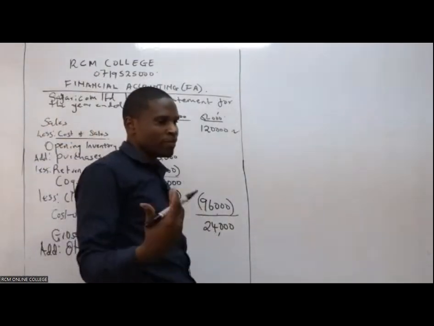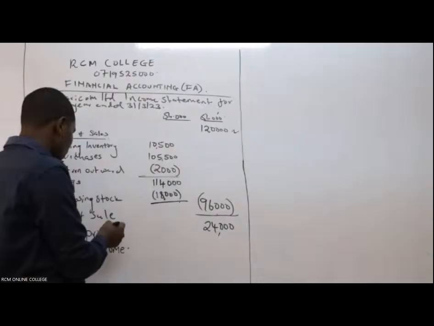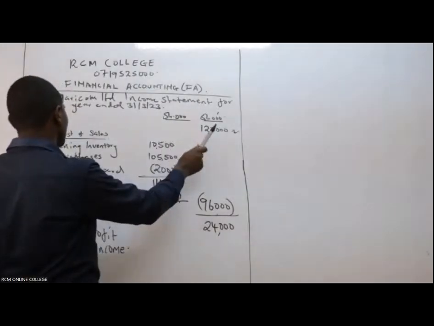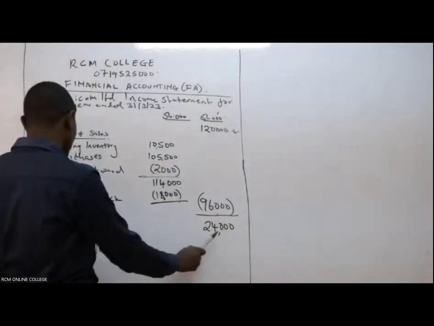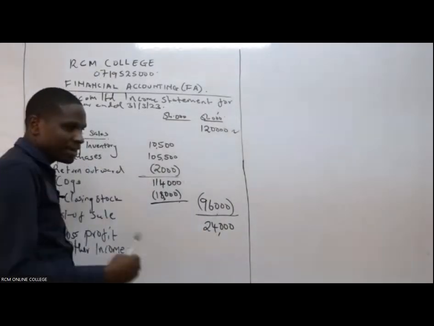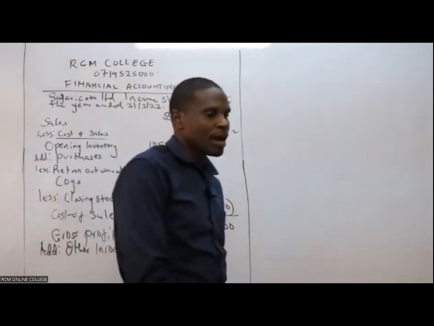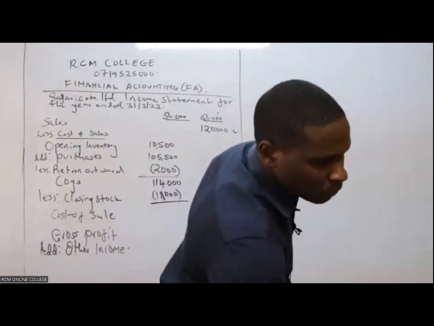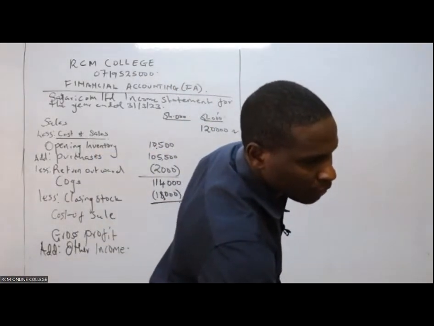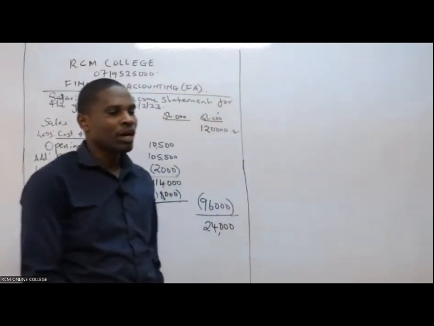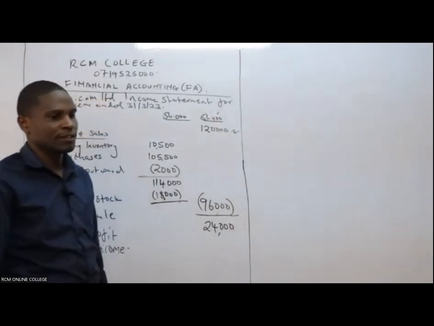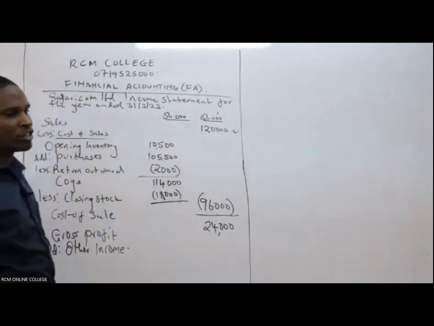Class, you know that when you talk about income statement, it is sale minus cost of sale. You get the gross profit. Now we have our gross profit. We add any other income. Do we have other income? Can you check from the question? I know you have the question. Do we have discount received, and how much is it?